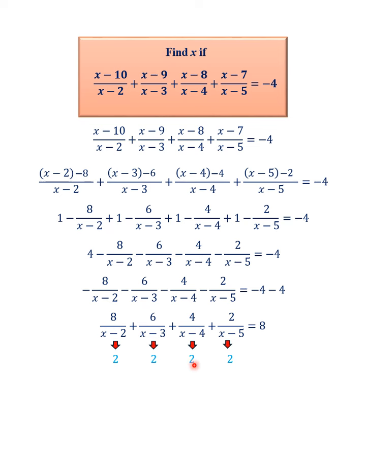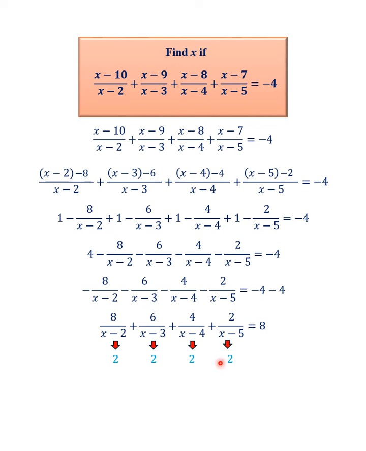2 plus 2 is 4, plus 2 is 6, plus 2 is 8, which means this expression, 8 all over x minus 2, can be regarded as 2. This can be equated to 2. This can be equated to 2. And this can also be equated to 2.